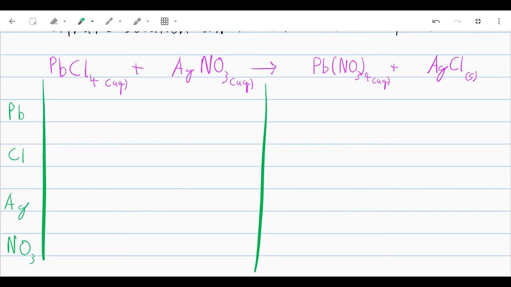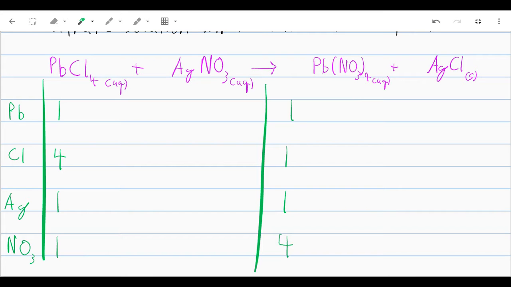So I'm going to count up how many of each I have in the reactants and then in the products. I have 1 lead, I have 4 chlorines, I have 1 silver, and I have 1 nitrate in my reactants. In my products, I have 1 lead, I have 1 chlorine, I have 1 silver, and I have 4 nitrates. Now, you'll notice the order in the product side is different than the order in the reactant side. That's okay. As long as everything stays in the same order down below, we're gravy.